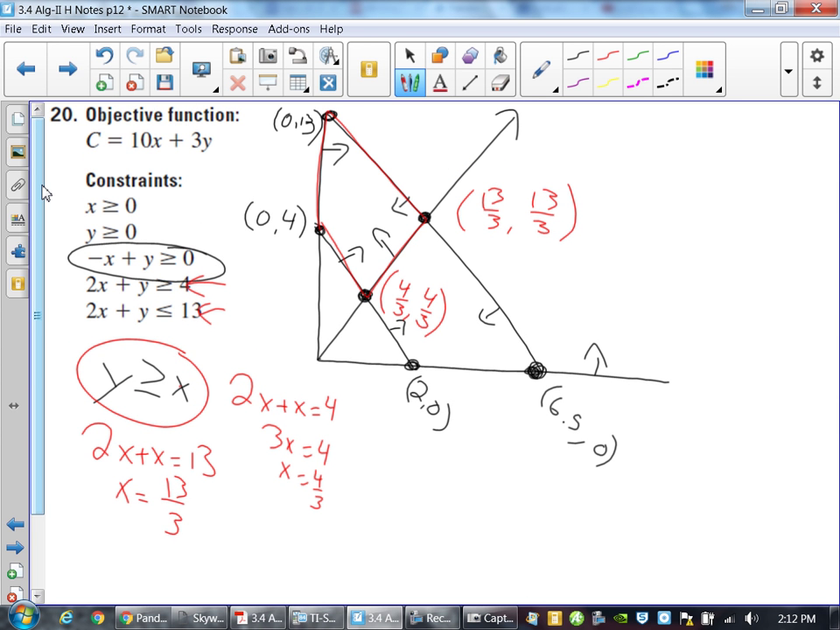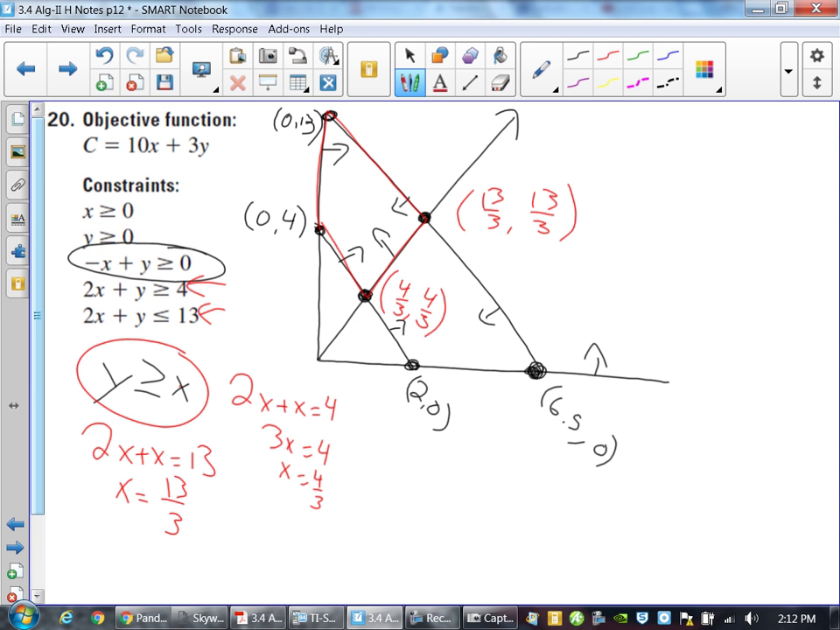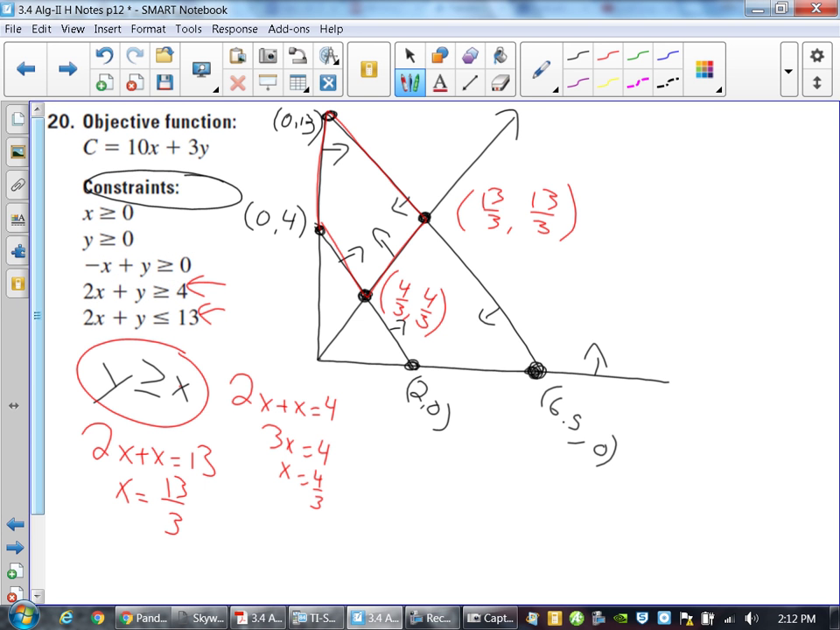And I'm back to having my 4 ordered pairs. When you get 2x plus y equals 4, what we're doing here is this line is y equals x. That line intersects 2x plus y is equal to 4, and it also intersects 2x plus y is 13. To find this ordered pair where they run into each other, I'm solving a system of equations with y equaling x. So I just directly substitute in x for y. That's it. That's why we did solving systems last week, because we use it here.